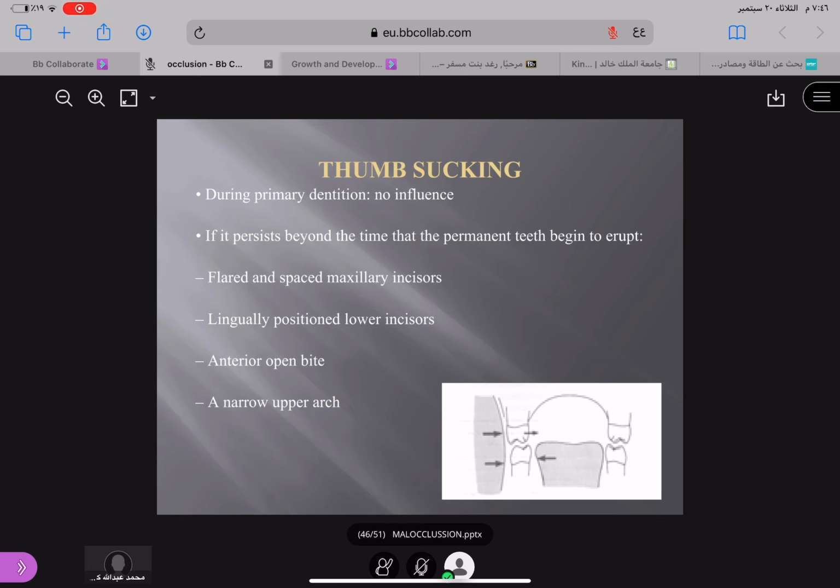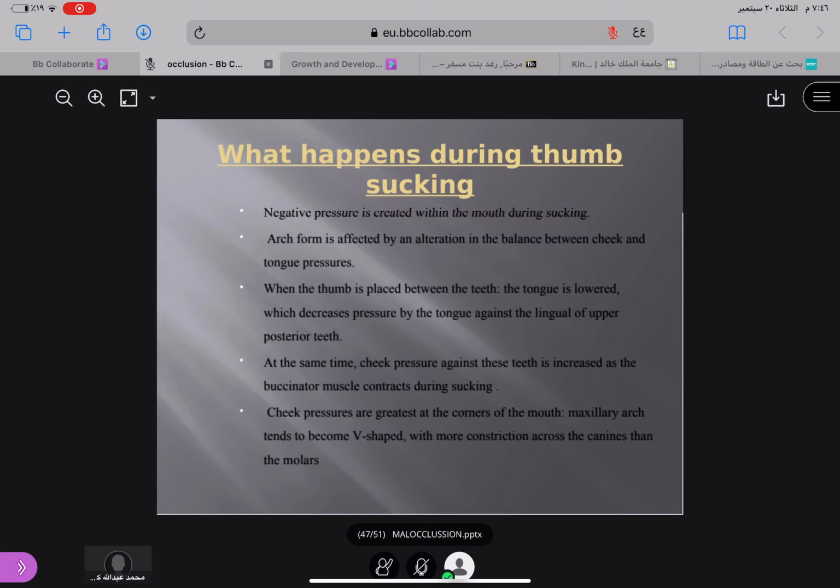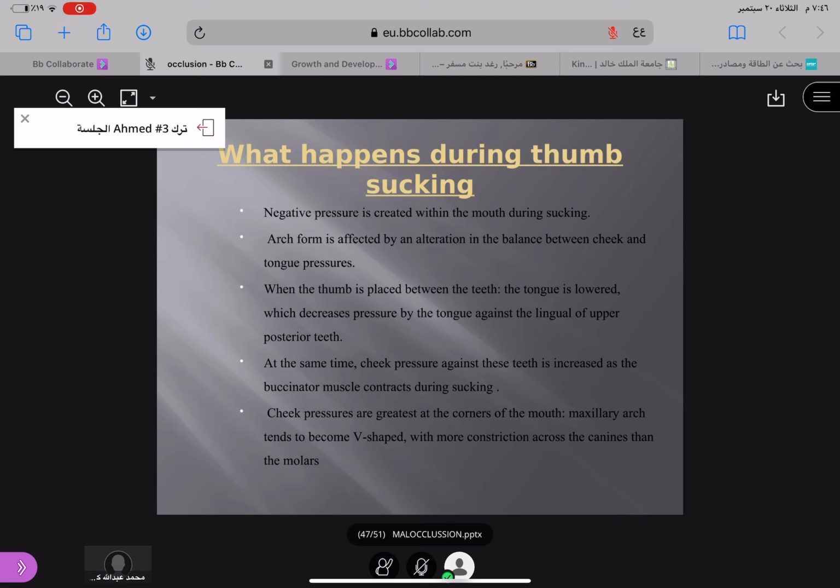Due to the fingers inside, the tongue goes down, and the negative pressure from the cheek from the outside results in abnormal development of the palatal shelves, resulting in narrow arch, which leads to crossbite. See, the negative pressure is created within the mouth during sucking. Arch form is affected by an alteration in the balance between cheek and tongue pressures.